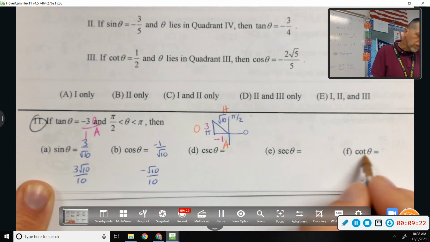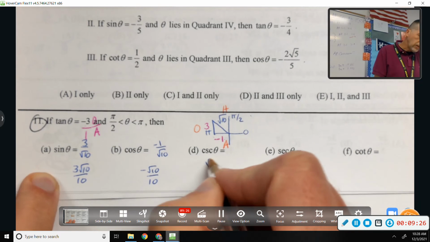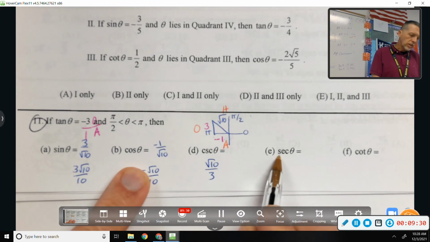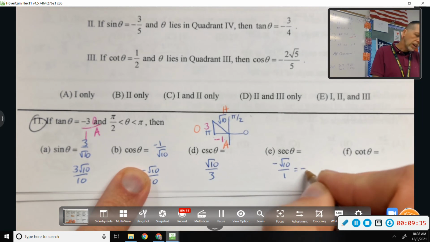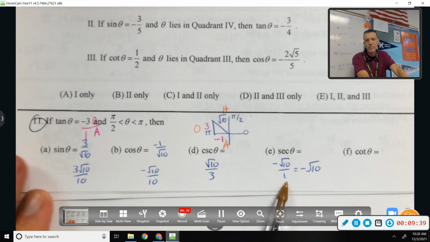Cosecant, these are out of order than I'm used to. Cosecant goes with sine, so if I flip the sine, secant goes with cosine. So if I flip the cosine, I'm not going to leave it over 1, right? I can get rid of the 1.